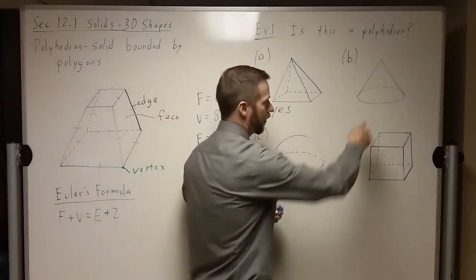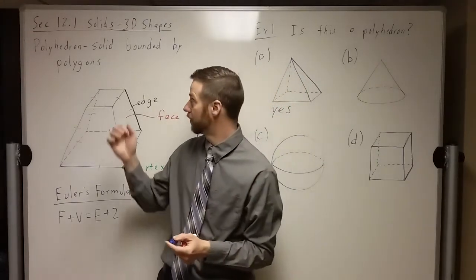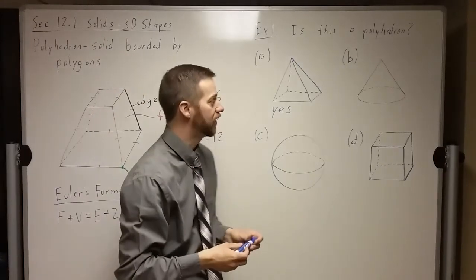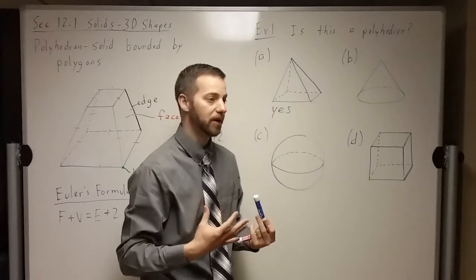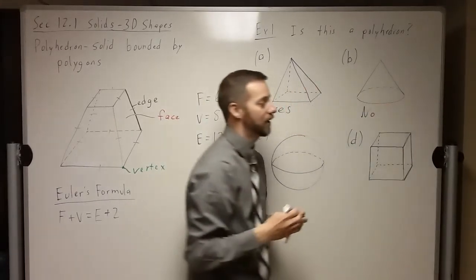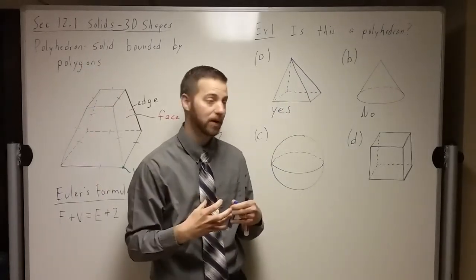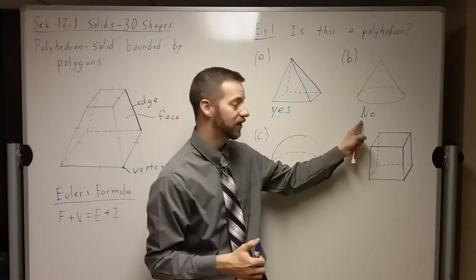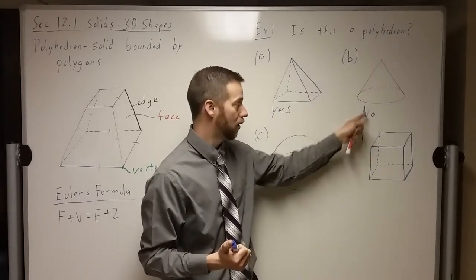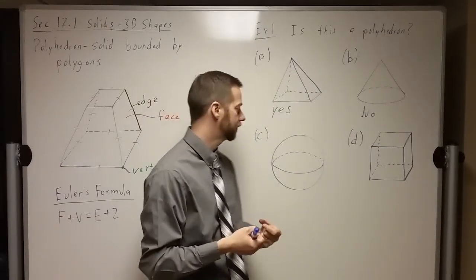All right, so for the bottom of this, or the base of this, I should say, we've got a circle. This is supposed to be a solid bounded by polygons to be a polyhedron. A circle's not a polygon, which means this, even though it is a 3D shape, not every 3D shape is a polyhedron. It has to be bounded by polygons to be a polyhedron. So this is not a polyhedron because a circle is not a polygon. So that's a no. The name of that shape, we call that thing a cone. So a cone is not a polyhedron.